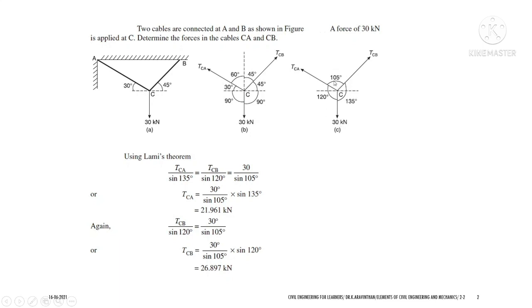So 30 divided by sine 105 degree, and TCB divided by sine 120 degree, and TCA, the opposite angle is 135 degree, so TCA divided by sine 135 degree. Okay, so this is the equation of Lami's. The unknown is TCA and TCB.